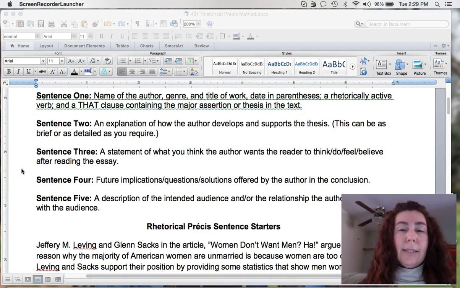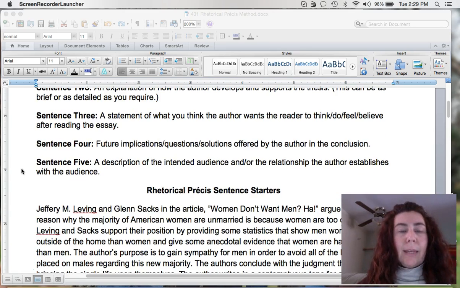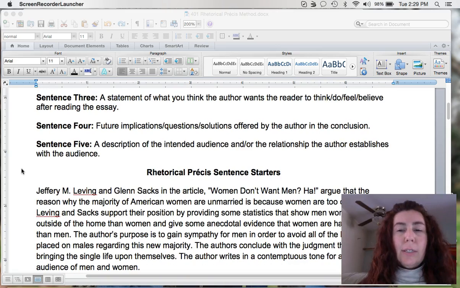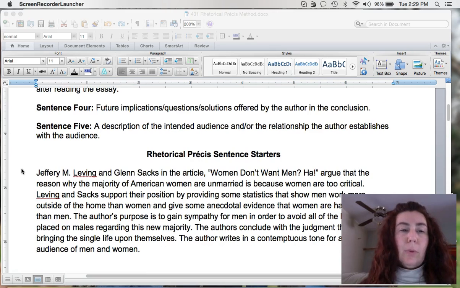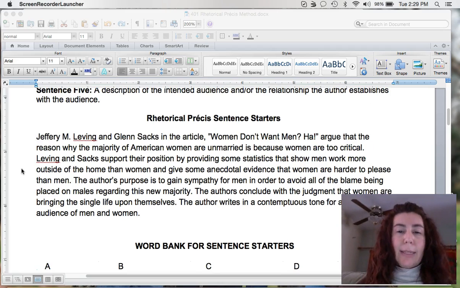The third sentence is basically what you think the purpose of why the author wrote this, what they're trying to achieve. And sentence 4 is future implications or questions that came up. And then the 5th sentence is who you think the author's intended audience and or relationship was, what their relationship was with the audience. Okay, so here is a quick example of one that I did on Women Don't Want Men, Ha.